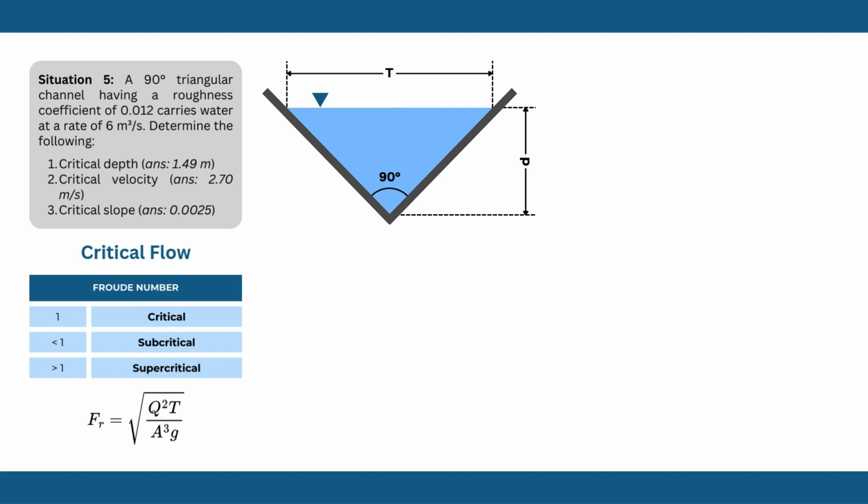So ang unang hinahanap is yung critical depth. For this case, yun yung nakadenote ng letter D sa ating figure. And in order to determine that, let us just use our equation for Froude number and express natin yun in terms of depth D. So given tayo ng value na 6 cubic meters for the rate of flow Q. And based on the figure, unknown ang top width and area dimensions natin. So to solve this, express muna natin both variables in terms of D.